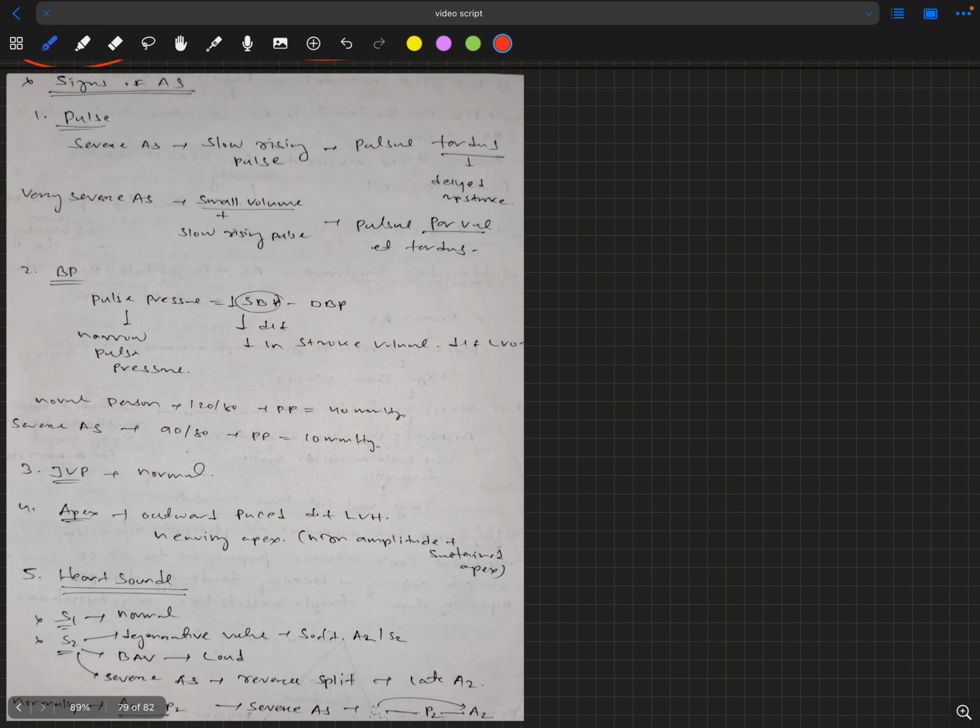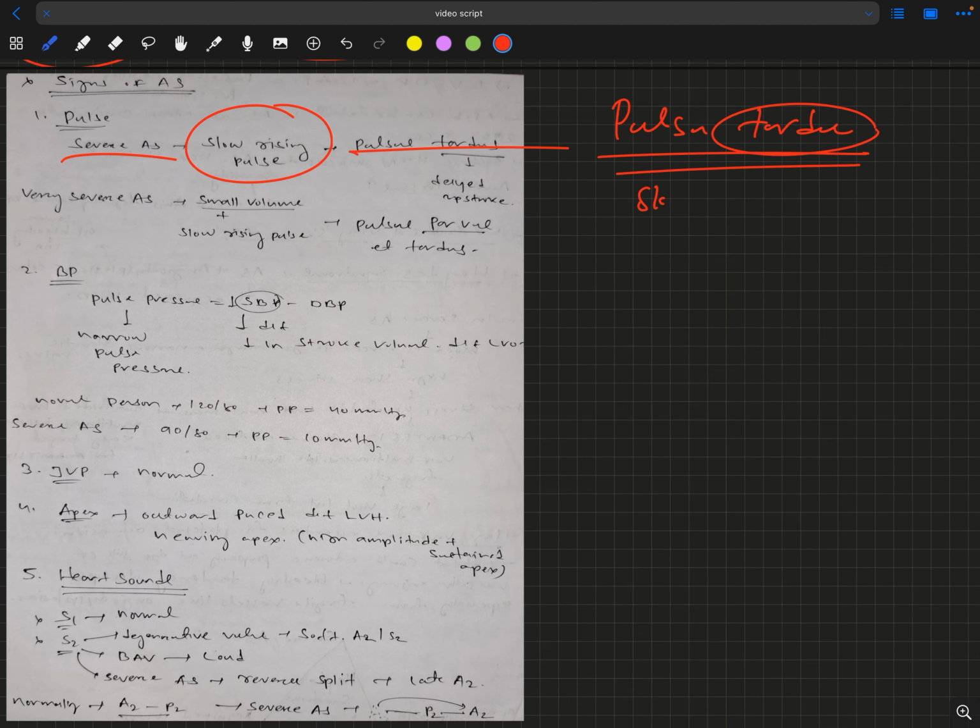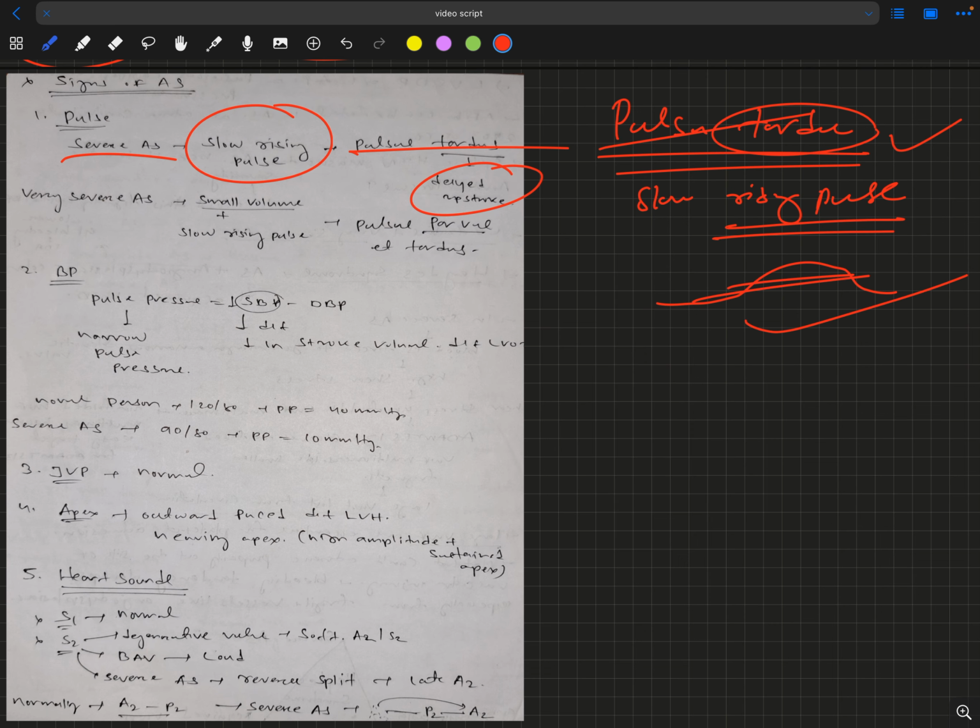In case of severe aortic stenosis, there is a slow rising pulse. It is called pulsus tardus. Slow rising pulse, or pulsus tardus, is seen in case of aortic stenosis. And there is a delayed upstroke, slow rising delayed upstroke. It is in case of aortic stenosis, that is called pulsus tardus.